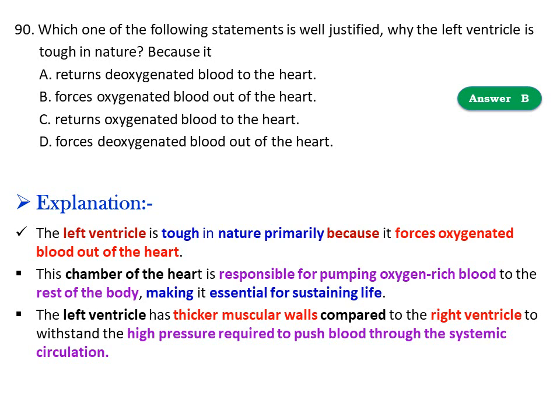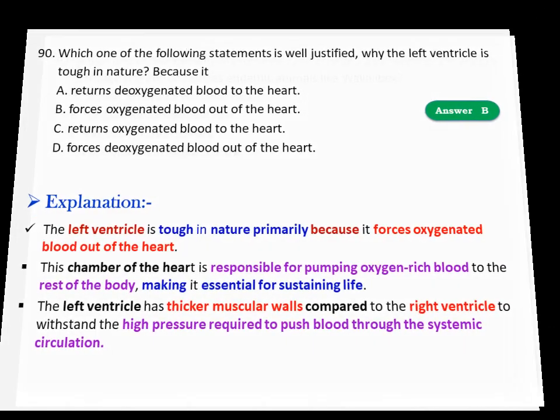This chamber of the heart is responsible for pumping oxygen-rich blood to the rest of the body, which is essential for sustaining life. The left ventricle also has thicker muscular walls compared to the right ventricle to withstand the high pressure required to push blood throughout the systemic circulation.